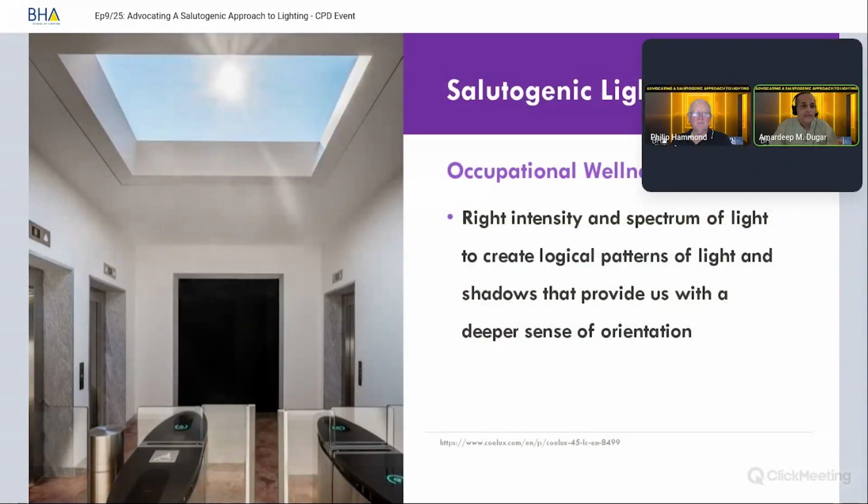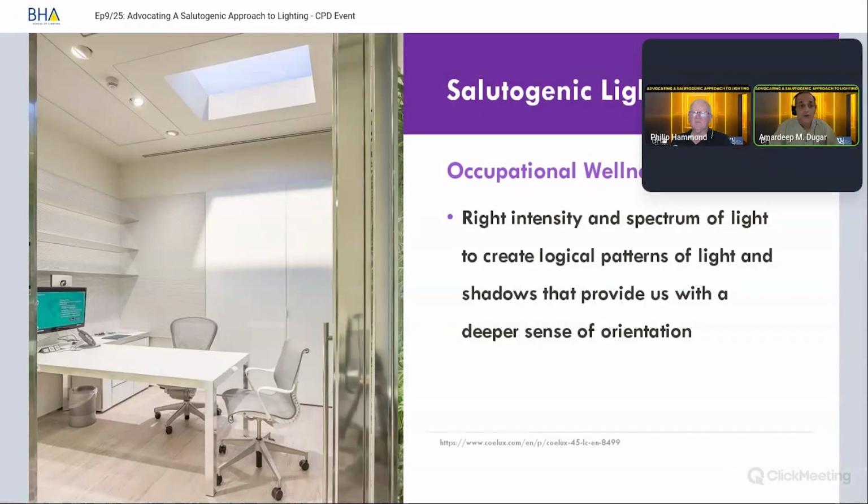A lot of you might have seen these examples of artificial skylights that are put inside spaces that don't have any daylight. They look good in basement spaces. Here, this is an elevator lobby which doesn't have any sense of windows or skylight. This artificial skylight is put in there because, firstly, it gives you a logical pattern of light and shadow which happens in nature, and this in turn provides you with a deep sense of orientation. Let's look at another example. This is a cabin which doesn't have any windows, so a skylight has been provided that provides this sense of orientation.